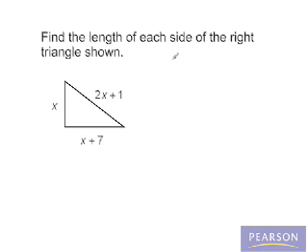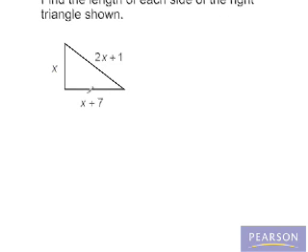Find the length of each side of the right triangle shown. So we're given this right triangle and we're told that the three sides are x, x plus 7, and 2x plus 1. We know that this is a right triangle. We're told in the problem it's a right triangle.